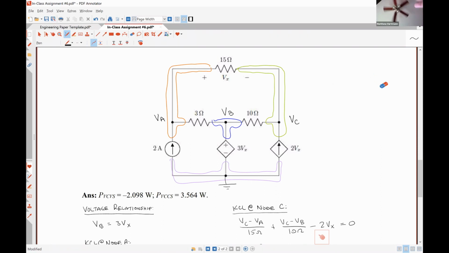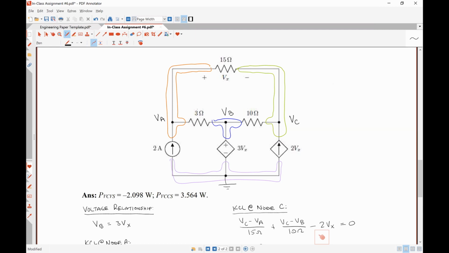So sorry, go ahead. So Vx equals VA minus VC because of the polarity of the terminals? Exactly right. So VA is the nodal voltage associated with the positive polarity terminal, so that gets the positive sign. And VC is the nodal voltage associated with the negative polarity terminal, so it gets the minus sign. So that's why Vx is equal to VA minus VC.